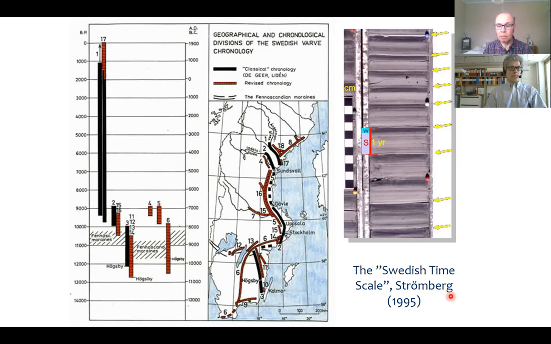In the picture here, you see a picture of more normal varved clays. This is where the summer layer is usually thicker than the winter layer. So this is one year, this is another year, and so on. So these are quite thick varves that are several centimeters thick.